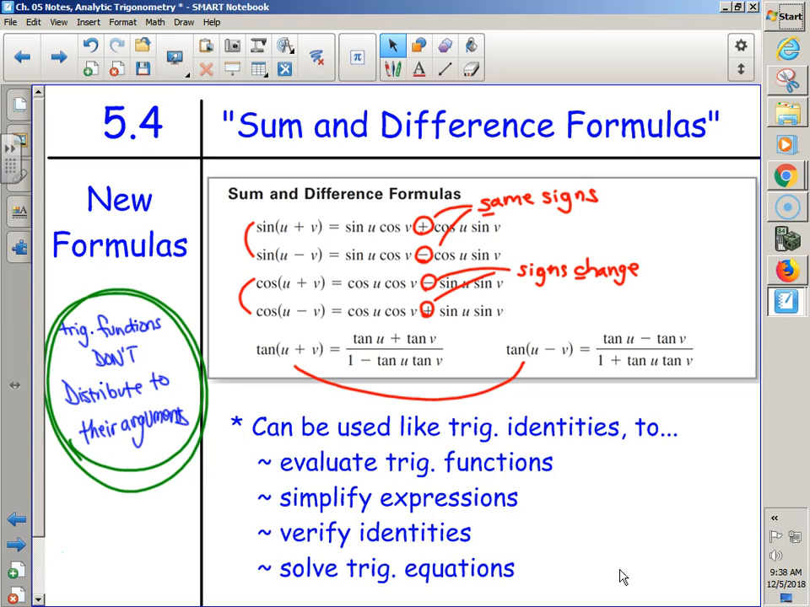But let me introduce you to the end of chapter 5. Because the end of chapter 5 is sections 5.4 and 5.5. Maybe 5.6. On the calendar, we're still doing fine. Here's the idea with the rest of chapter 5.